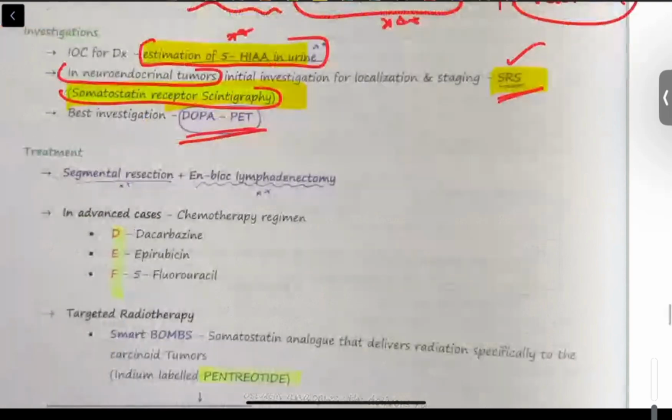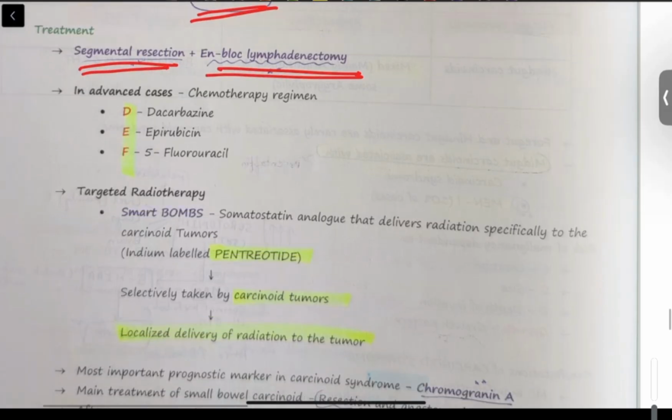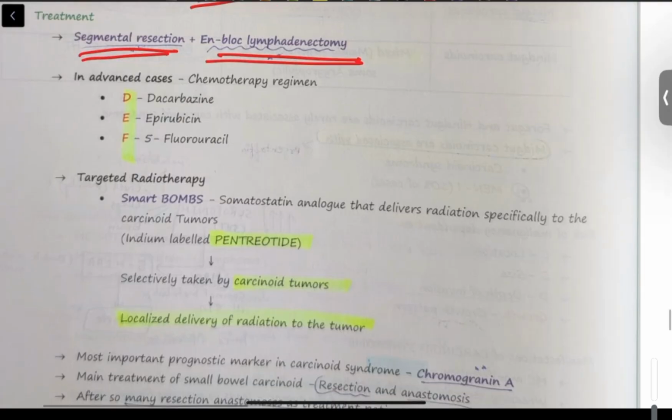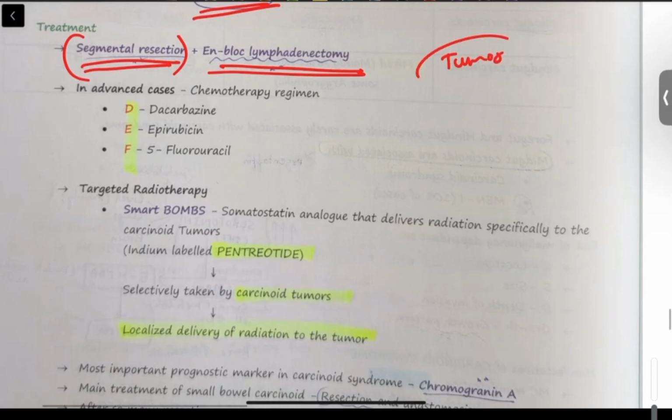Now after diagnosis of carcinoid syndrome, how will we treat this? We'll go for segmental resection and en bloc lymphadenectomy. Basically, whichever segment is involved, that segment is removed, that tumor is removed. And then if it has spread to any lymph nodes, we'll remove those also.